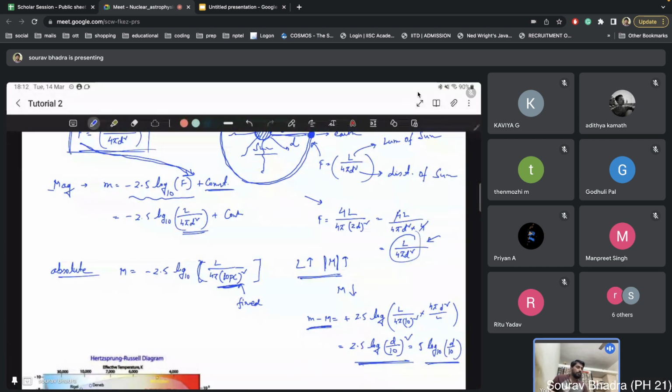Now if you know the apparent magnitude and absolute magnitude of a star, from this expression you can find the distance of the star, and vice versa. If any two of the quantities are known to you, then you can calculate the other. This is a very important formula: m minus M equals 5 log base 10 of d by 10.